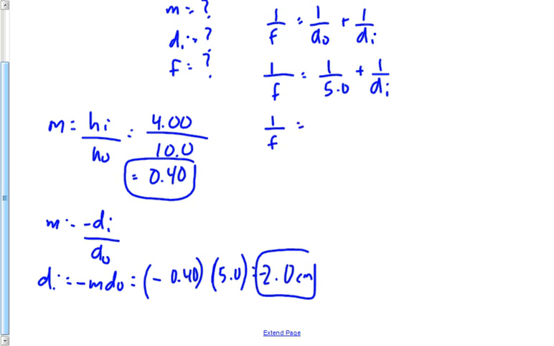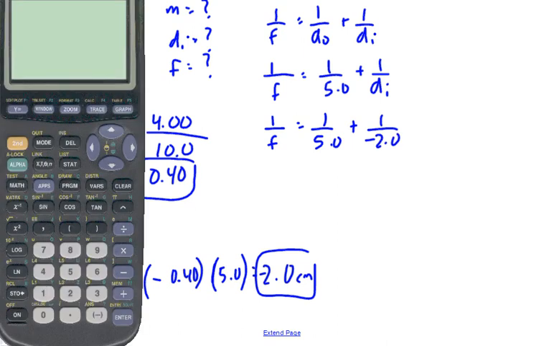1 over f is equal to 1 over 5.0 plus 1 over negative 2.0. Let's pull out the calculator and use our little trick here. Let's say 5, x to the minus 1. Let's say subtract 2, x to the minus 1. Could I have said 5 x to the minus 1 plus negative 2 x to the minus 1? It's the same thing, isn't it? I just saved myself one keystroke, that's all. Okay, let's flip that over. And we end up getting negative 3.33.